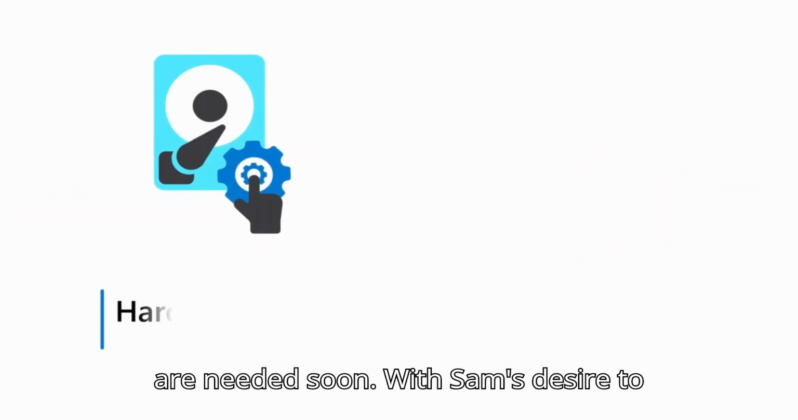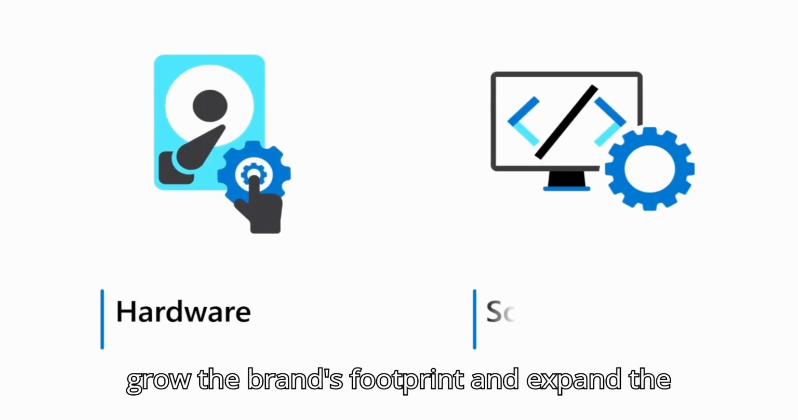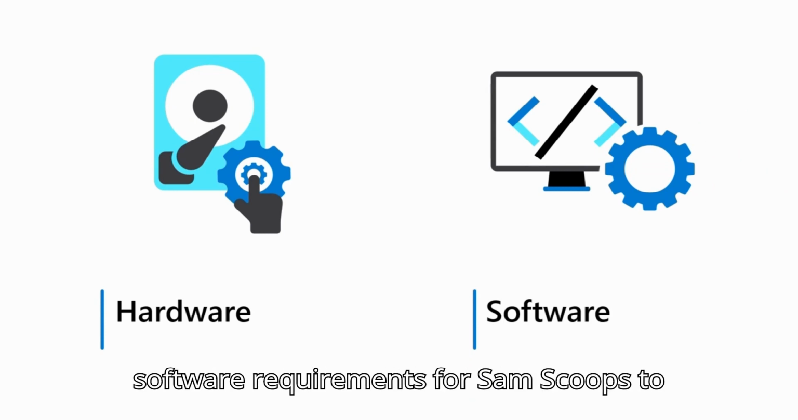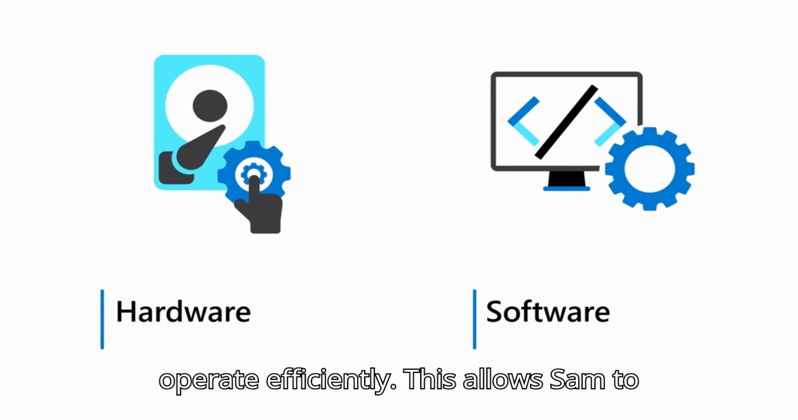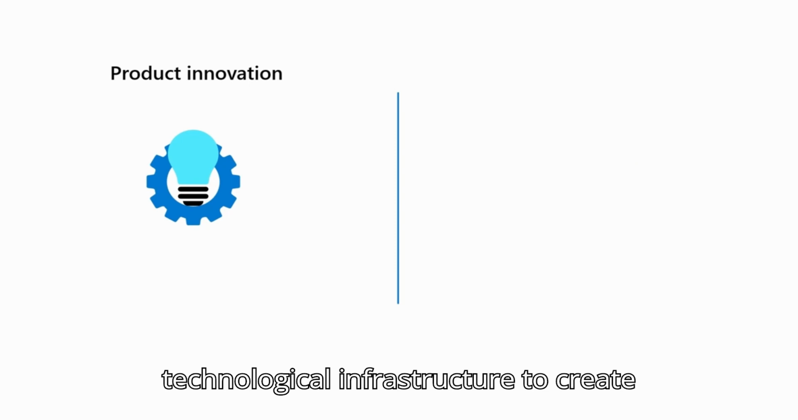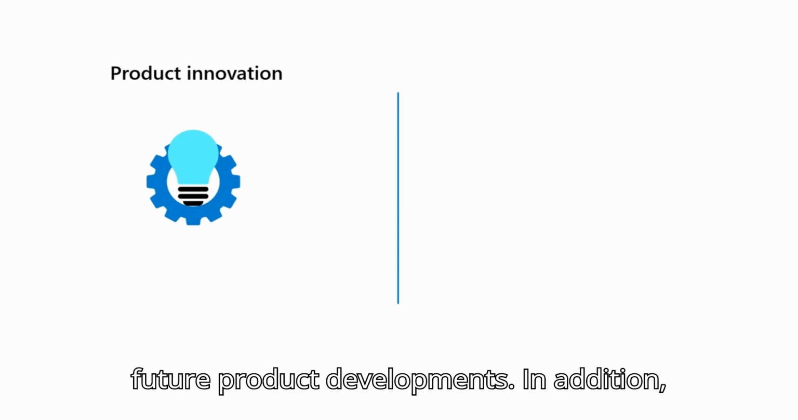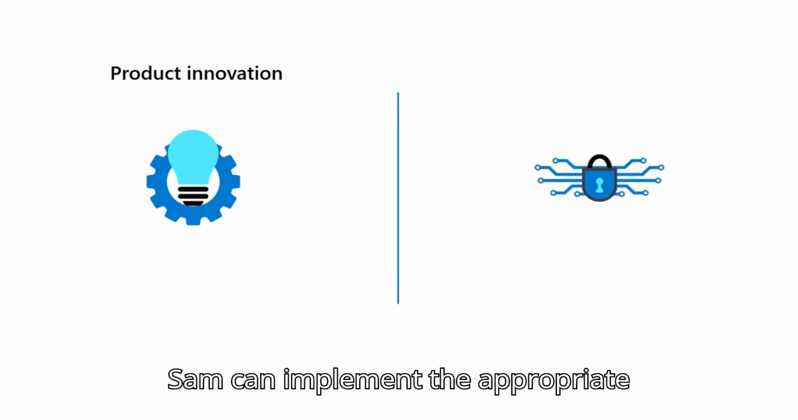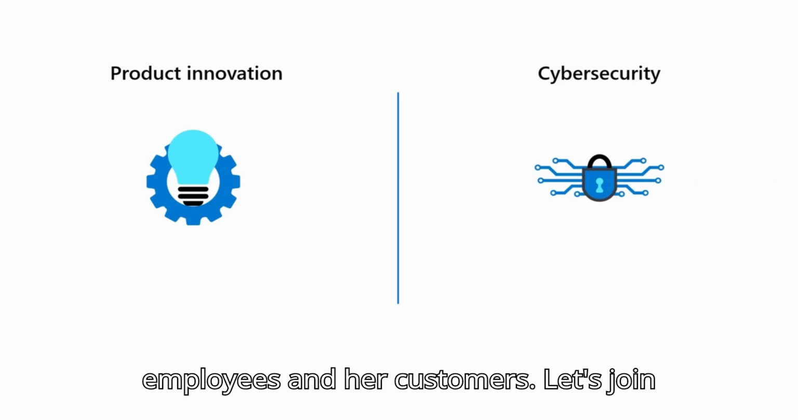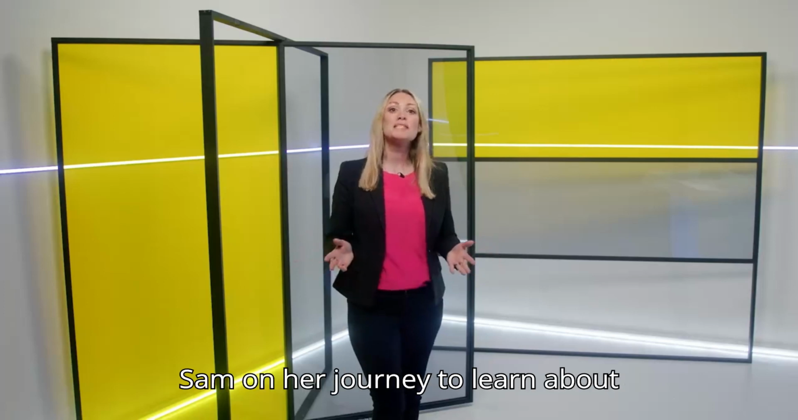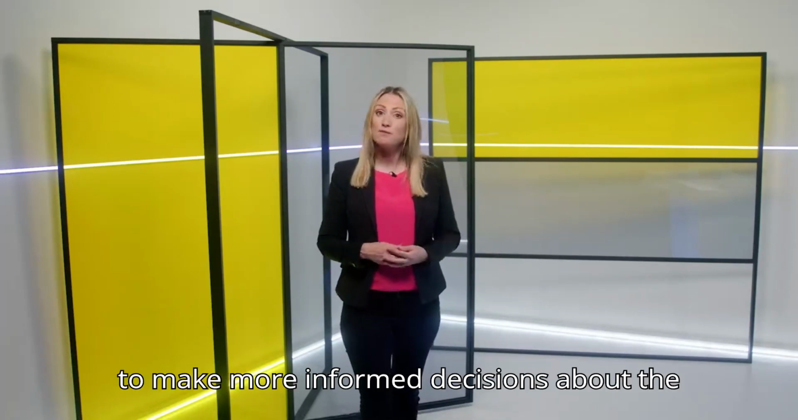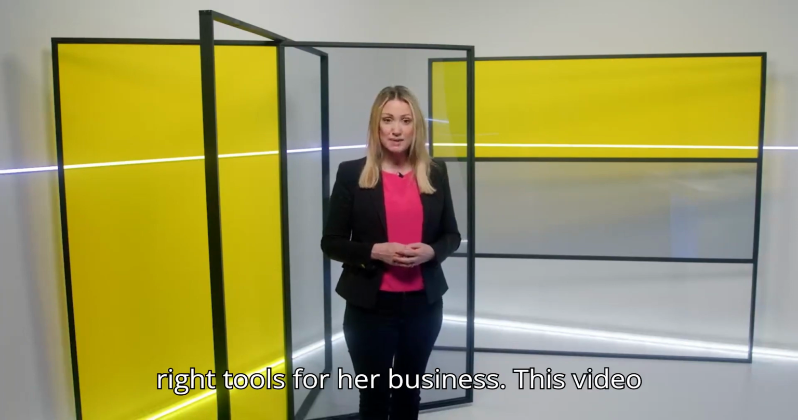With Sam's desire to grow the brand's footprint and expand the team, she needs to have a basic understanding of the hardware and software requirements for Sam Scoops to operate efficiently. This allows Sam to advise the team on using the technological infrastructure to create future product developments. In addition, Sam can implement the appropriate security measures to protect Sam Scoops' employees and her customers. Let's join Sam on her journey to learn about computer basics so that she'll be able to make more informed decisions about the right tools for her business.